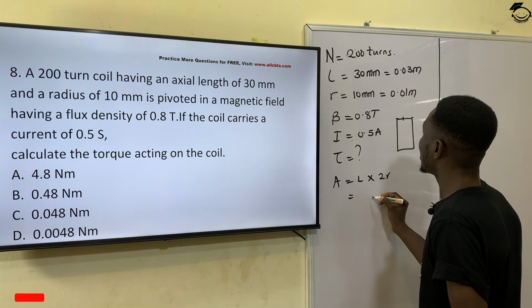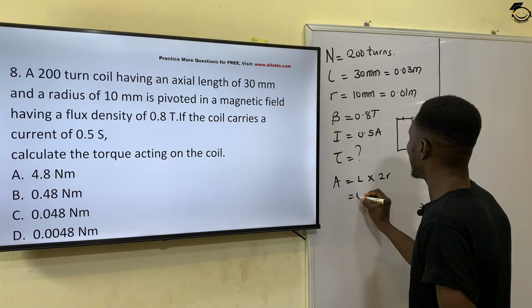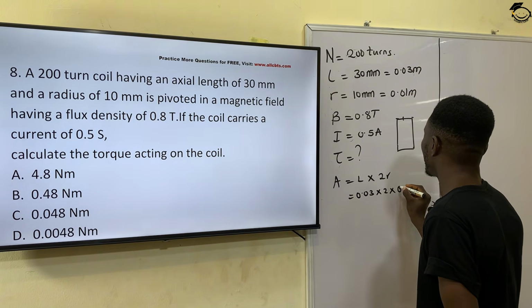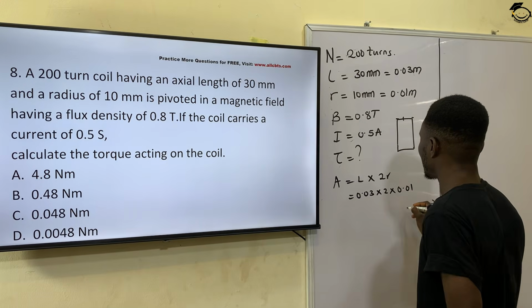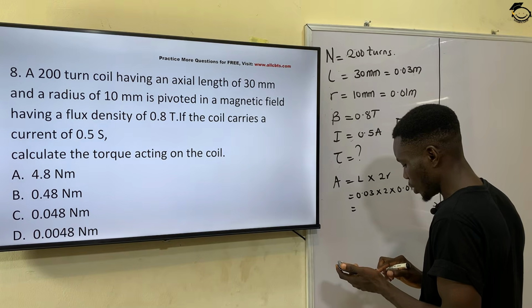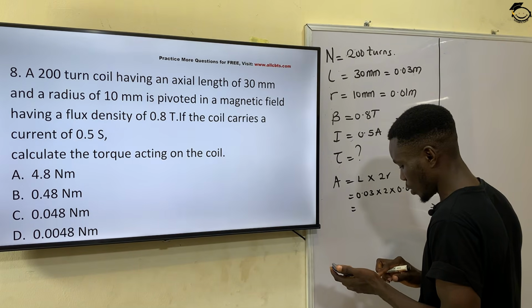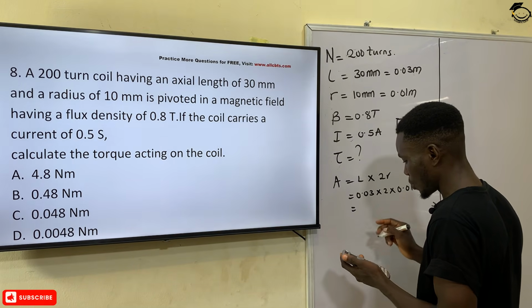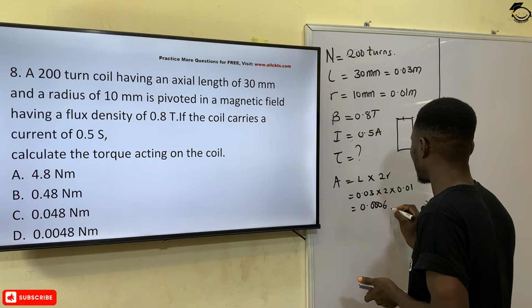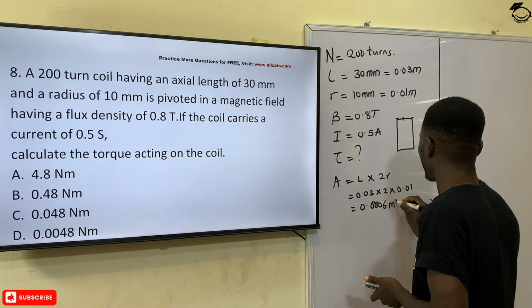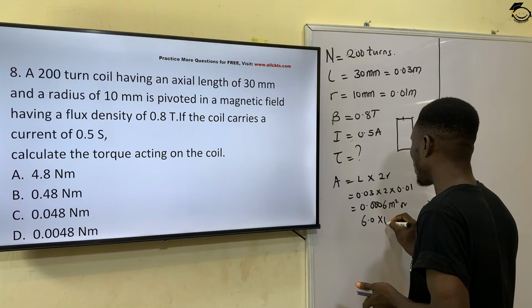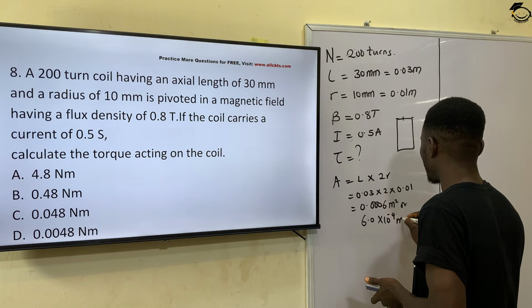My area therefore is equal to 0.03 times 2 times 0.01. So that will give me 0.0006 meters squared, or you can simply say 6.0 times 10 raised to power minus 4 meters squared.